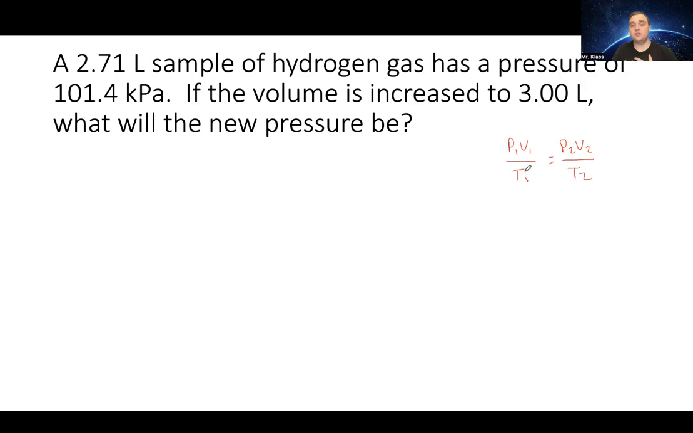One way I like to solve combined gas law problems is to cross out the variables that remain constant. That way I can simplify things. Once I cross out the temperatures, I'm left with one of the gas laws, P1 V1 equals P2 V2. Now all I have to do is plug in my variables so I can solve for it. So I get 101.4 times 2.71 equals, and now we're looking for the new pressure, so we'll keep P2 as our variable, and we're going to multiply by 3.0.